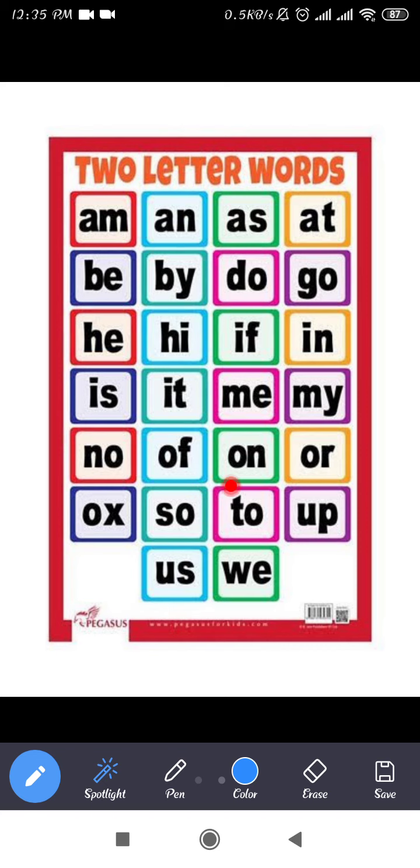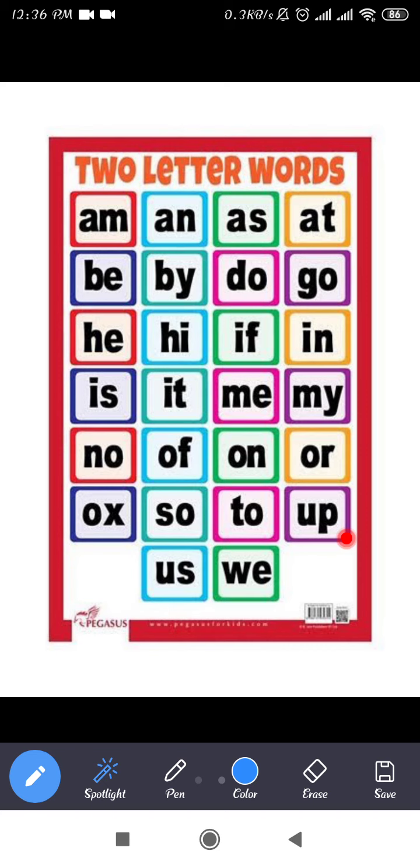Then O-N, on. Sound of O first comes and then N. Then O-R. Letter O, letter R. Or. Then O-X. Ox. Then letter S and then O. S-O, so. Then T-O. Letter T and the letter O. T-O, to. Right. Then U-P. Up. Letter U, letter P will make the word up.